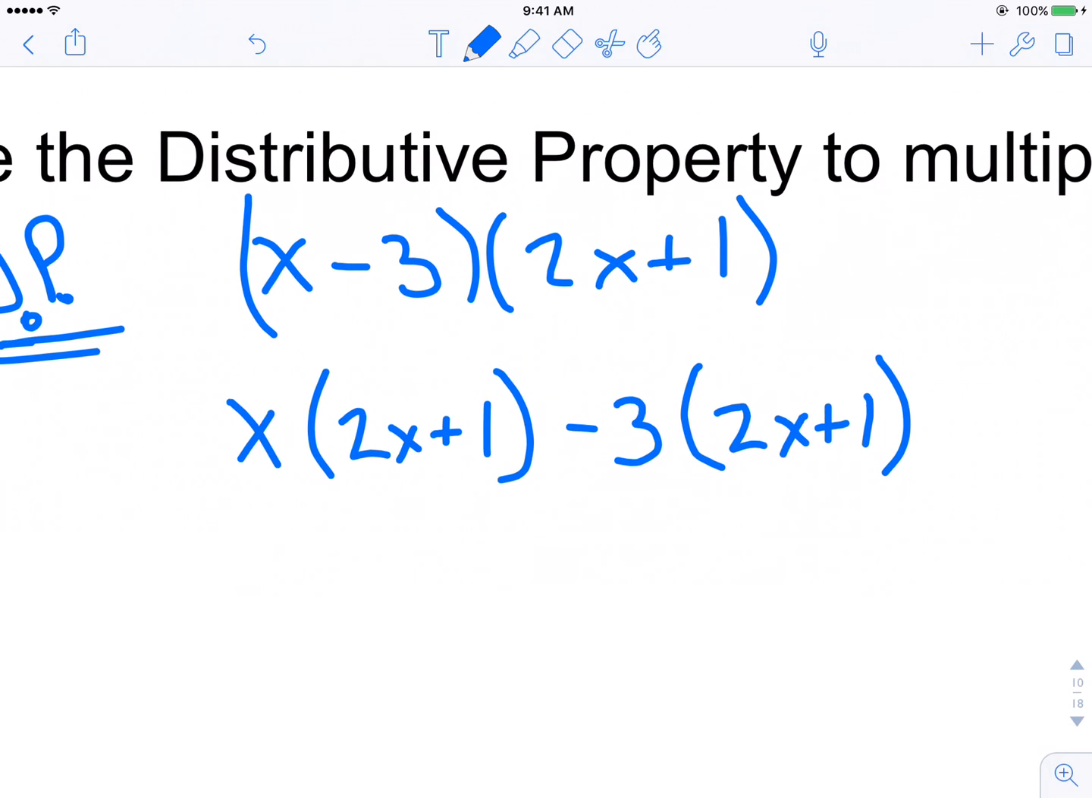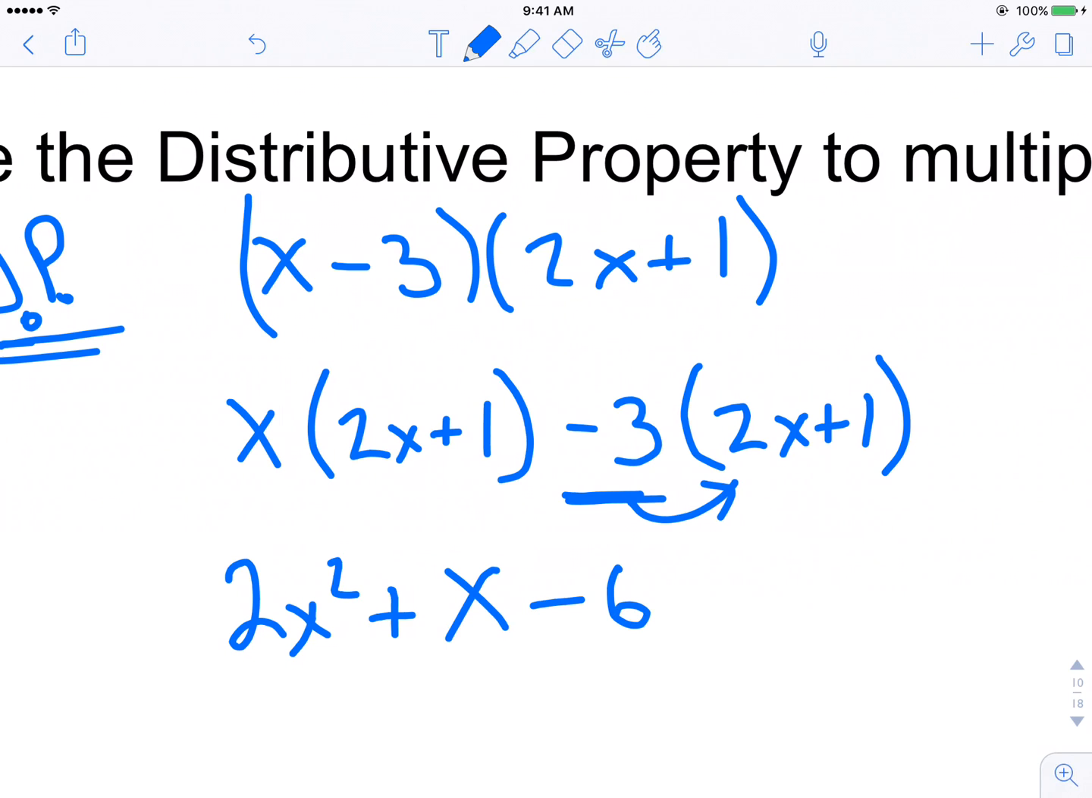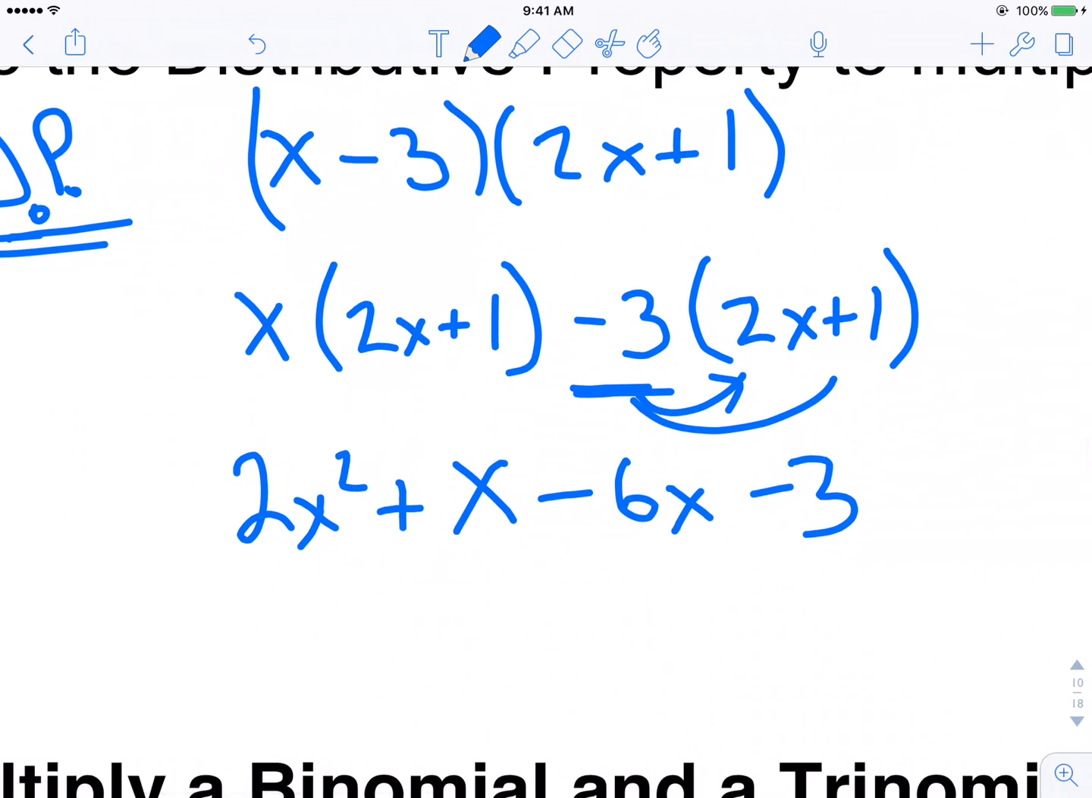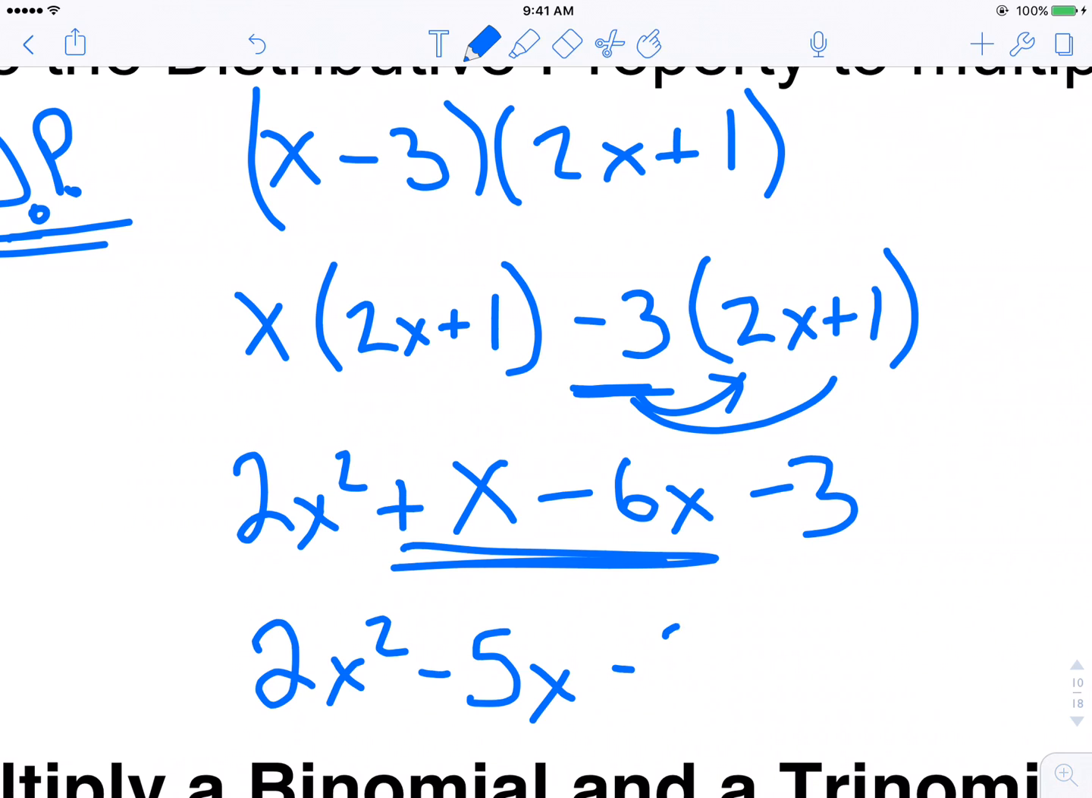This would be x times 2x is 2x squared. x times 1 is x. Minus 3 times 2x is going to be minus 6x. And minus 3 times 1 is going to be minus 3. Combine your like terms again. 2x squared minus 5x minus 3. You see you get the exact same answer.